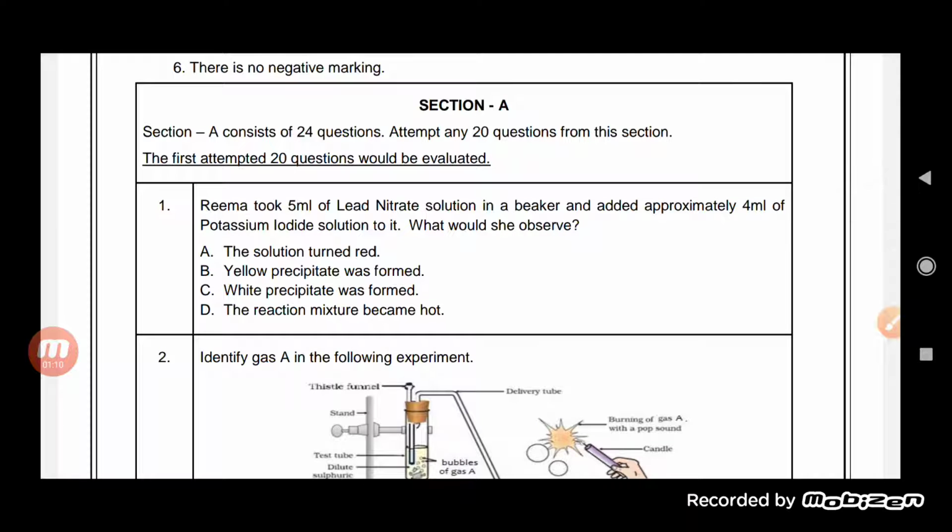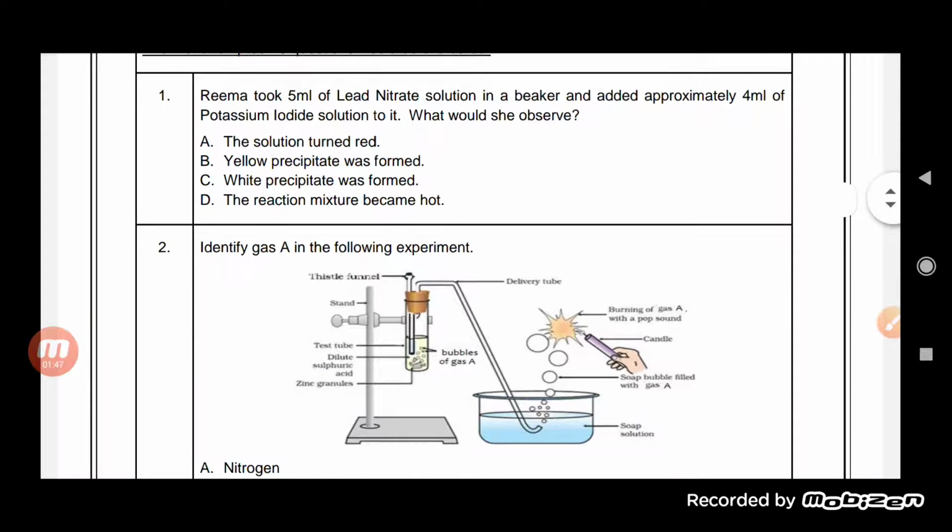In Section A, there are 24 questions, and any 20 questions must be attempted. If you attempt more than that, the first 20 attempted questions will be evaluated. So you must be very careful in choosing the questions out of 24. If you are selecting 20 questions, select only those you are very sure about the answers. Otherwise, the first 20 attempted questions will be considered. Okay, so let us start with the questions.